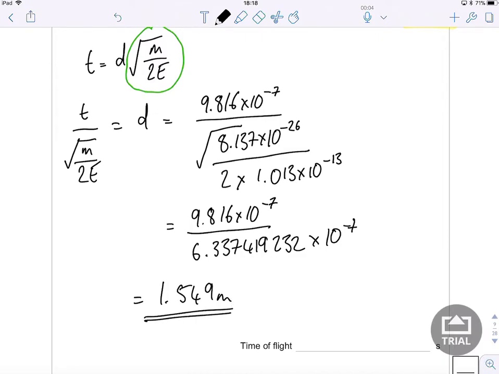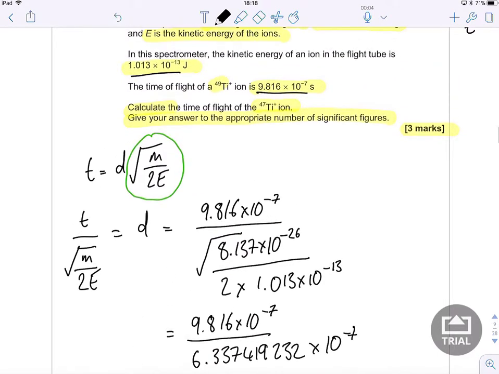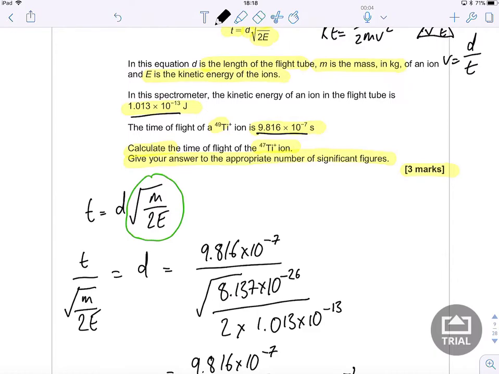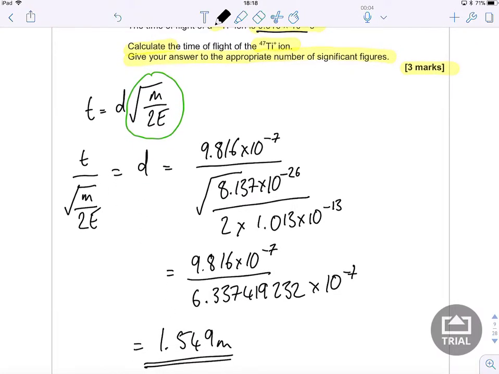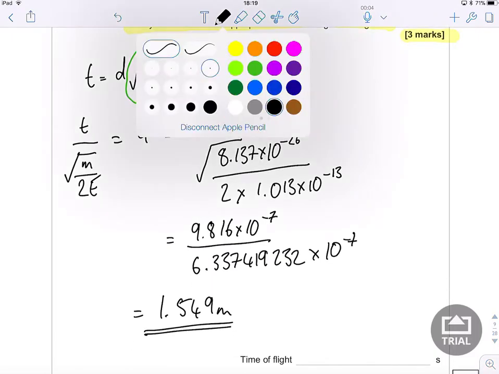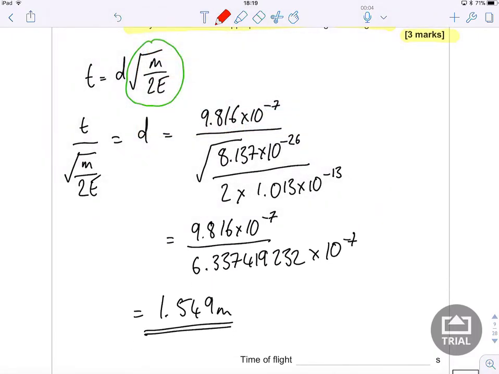Okay, so that's the length of the flight tube, and again, if you check that against what you know in terms of the real world, 1.5 meters or so seems like a sensible number for the distance of a time of flight mass spectrometer, so it looks like it's a good answer. Now, if you got this far, you actually get 2 marks from the mark scheme for working out the distance of that flight tube.